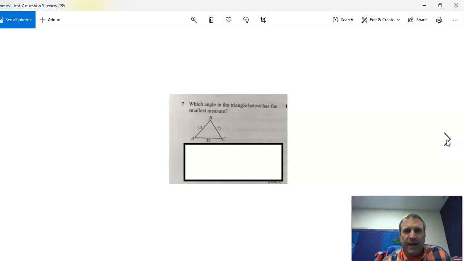Which angle of the triangle has the smallest measurement? Well, today we learned that the largest angle is across from the longest side. Medium angle is from the medium-size side. And then the smallest angle is across from the smallest side.